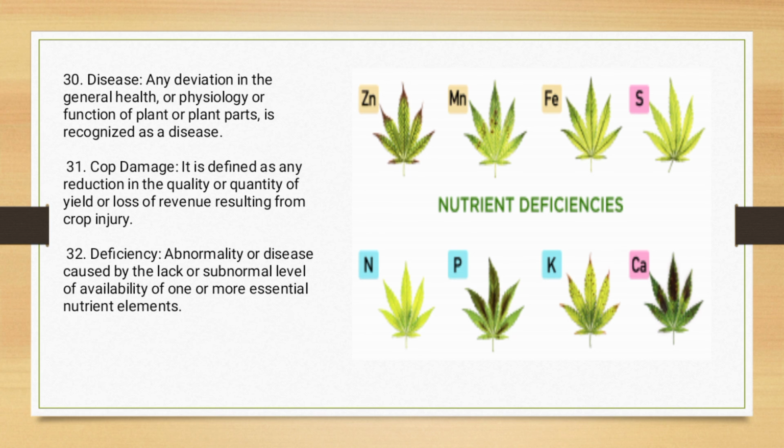Crop damage: it is defined as any reduction in the quality or quantity of yield or loss of revenues resulting from crop injury. Deficiency: an abnormality or disease caused by the lack or subnormal level of availability of one or more essential nutrient elements.